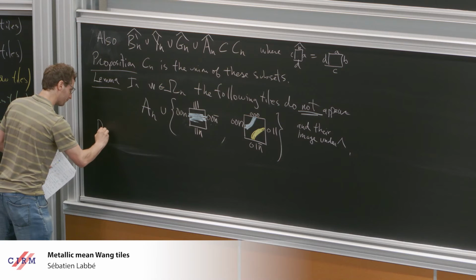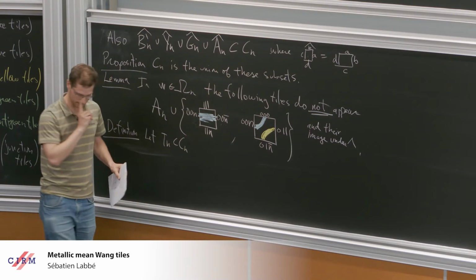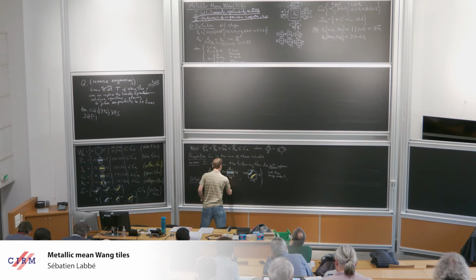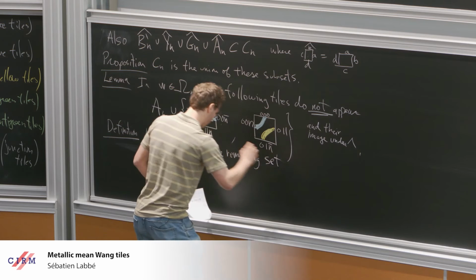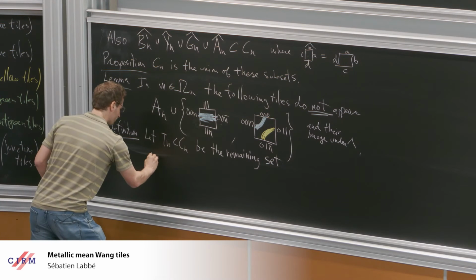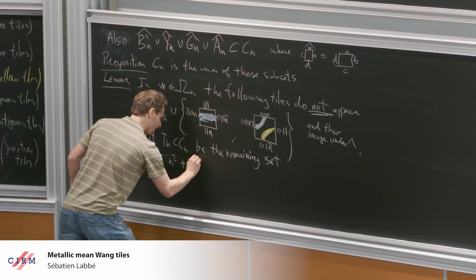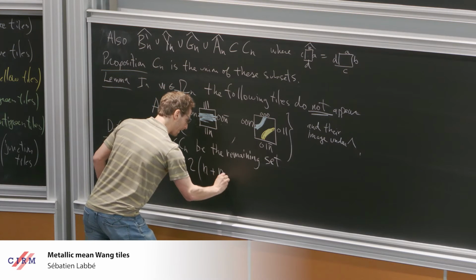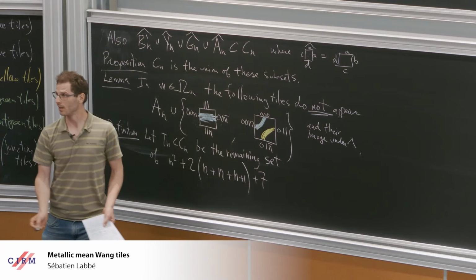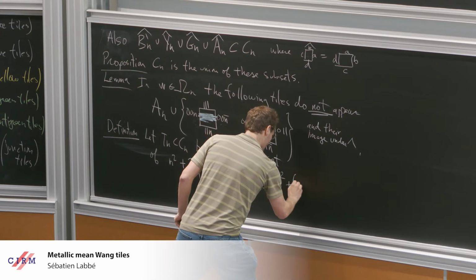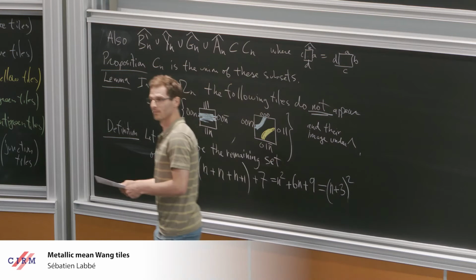So now we can define our set, Tn. Let Tn be the instances of the computer chip, which are the remaining ones. And we will count them, so that will answer the question of Sasha Shen in front. Let Tn be the remaining set of n square white tiles, 2 times n blue tiles, plus n yellow tiles, plus n plus 1 green tiles, plus 7 junction tiles. So this is equal to n squared plus 6n plus 9, which is equal to n plus 3 square tiles.